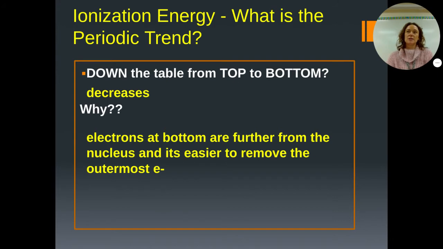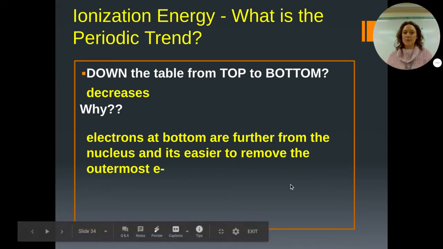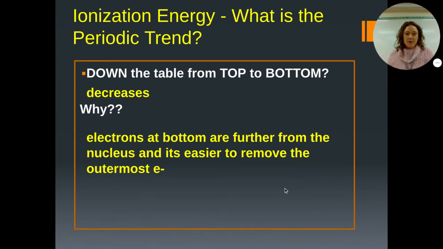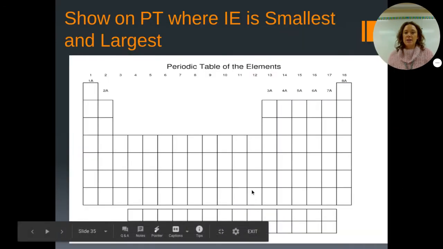The nucleus is holding those electrons in by electrostatic attraction, right? Positive, negative. There's more of a distance, atomic radius is bigger down there, and so it's easier to rip. And it's always the electrons that are furthest away from the nucleus that get pulled away from an atom. And it's easier to pull those away because they're further away from the nucleus, because we have more energy levels, right?